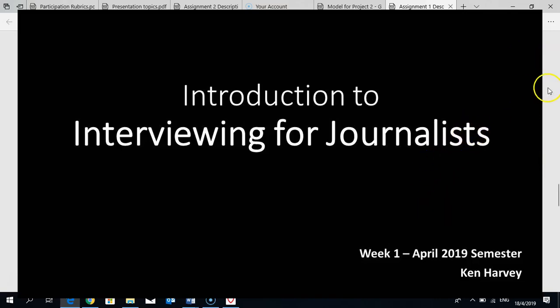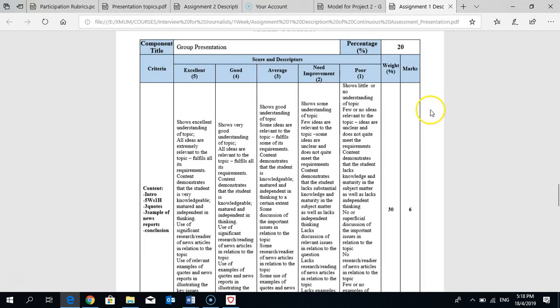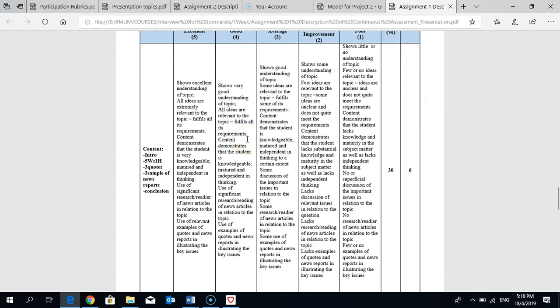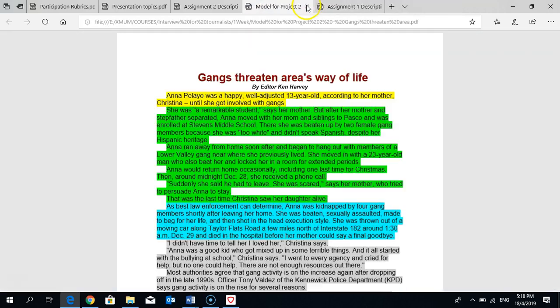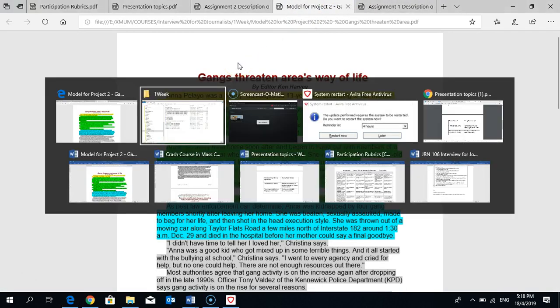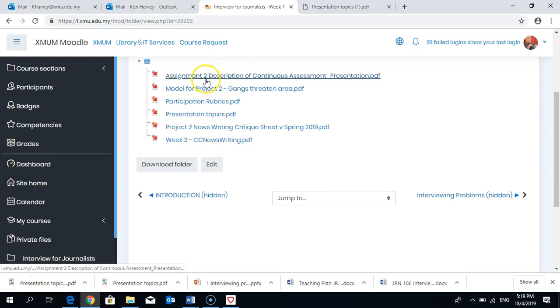So the rubric for this project is on Moodle already. If you look in Moodle under week 1, where I was showing you just a second ago, the assignment says 2 here, but I meant 1. I'll change that. So it says assignment 1, description of continuous assessment. That should be 1 instead of 2. But click on that and you'll see what I'm about to show you, plus more.